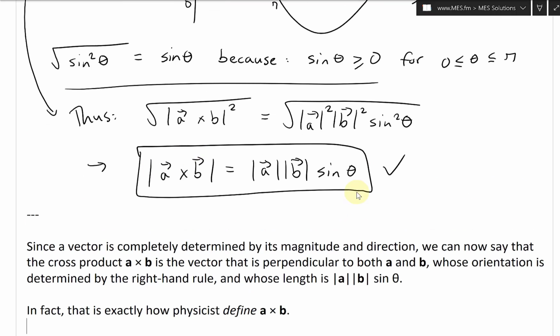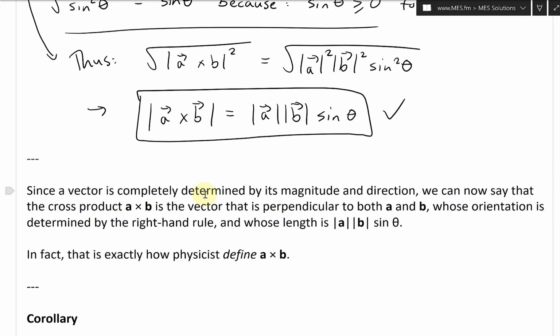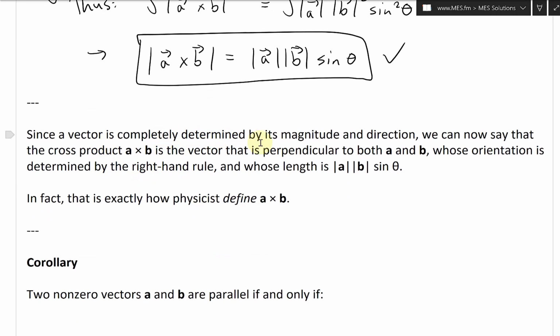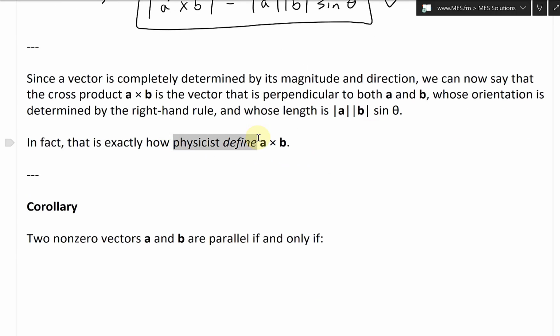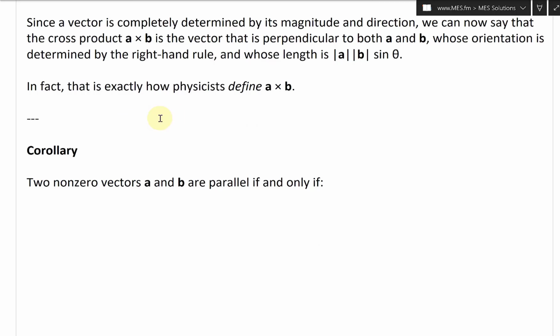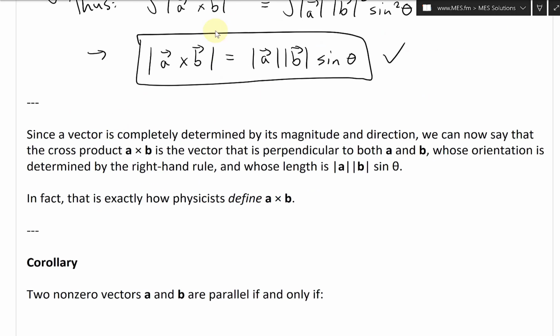All right, now that we have the proof, let's continue marching further. Since a vector is completely determined by its magnitude and direction, we can now say that the cross product a cross b is the vector that is perpendicular to both a and b, whose orientation is determined by the right-hand rule, and whose length is the length of a times the length of b times sine theta. In fact, that is exactly how physicists define a cross b. Very interesting. They define it this way, as opposed to mathematics, where we proved it this way.